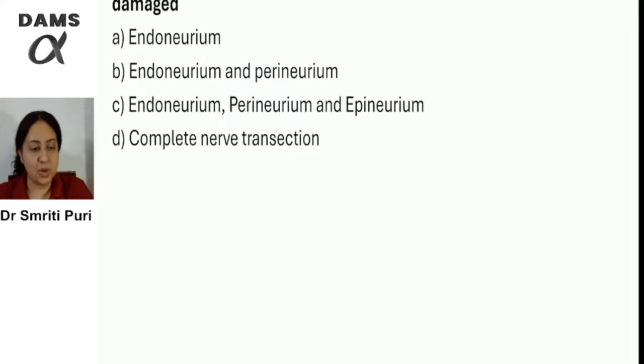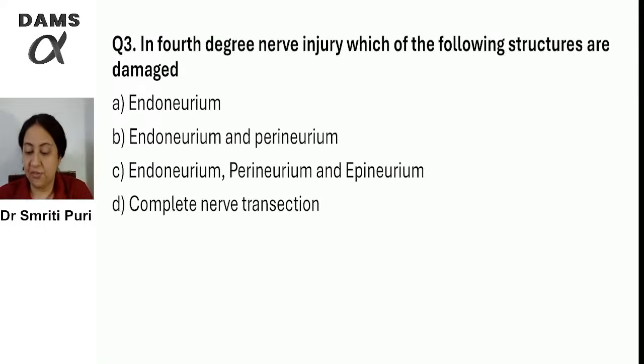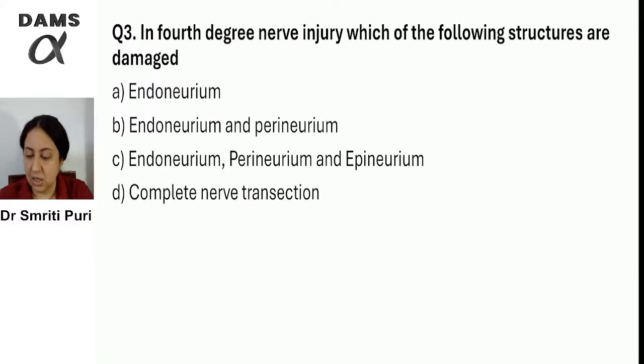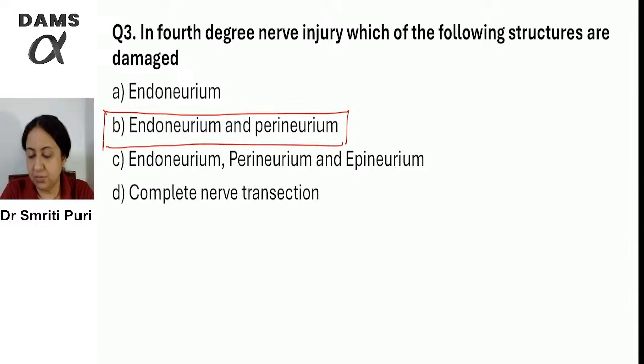Now, let's go to the next question. Question 3. In 4th degree nerve injury, which of the following structures are damaged? A. Endoneurium. B. Endoneurium and perineurium. C. Endoneurium, perineurium and epineurium. And D. Complete nerve transection. Right? So I'll just tell you the answer here. The answer is endoneurium and perineurium.